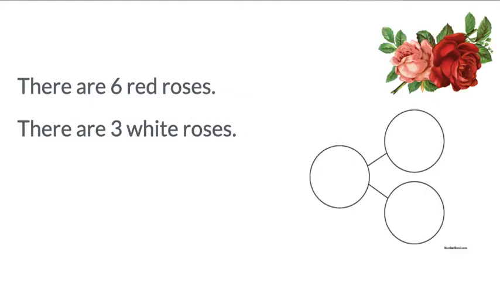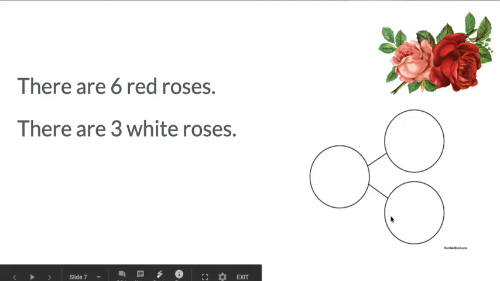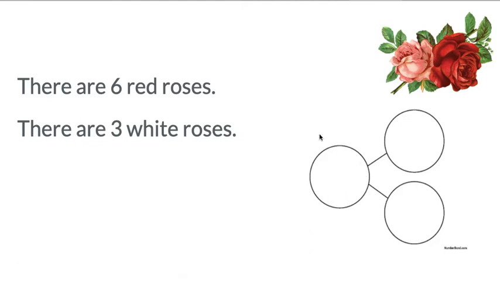Read with me, please. There are 6 red roses. There are 3 white roses. So I know that 6 and 3 are the parts, so I'm going to write them into this spot here and this one here, and then write the answer here. I'm going to give you about 5 seconds. You can always pause it if you need. All right, let's see. Hopefully you got the right answer. 6 and 3 are the parts. When you add them together, you get 9.